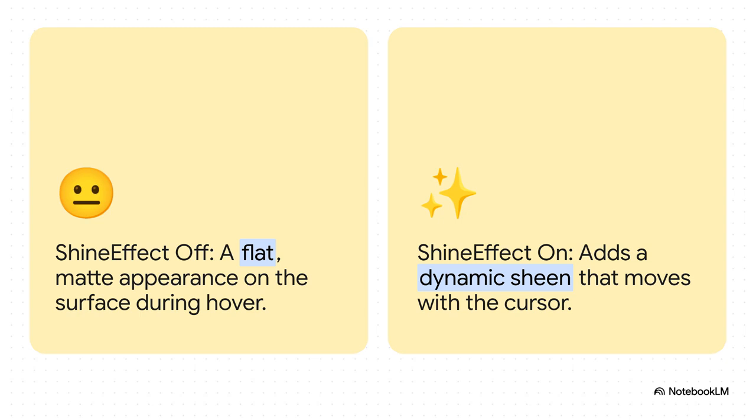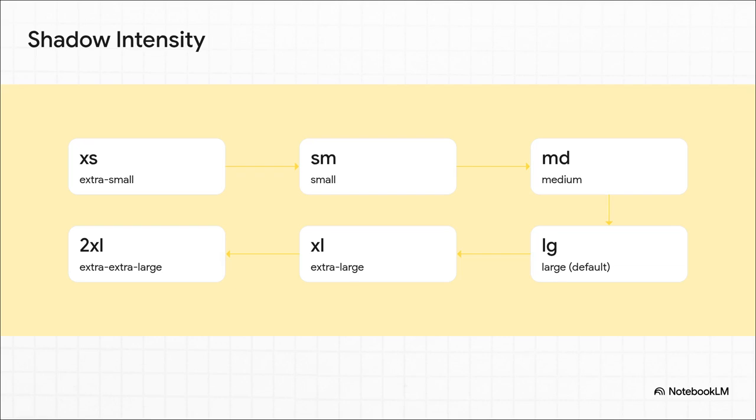When it's off, yeah, the surface looks fine, but it's flat, a little matte. But the second you switch it on, boom, you get this beautiful, dynamic sheen that literally follows the movement of your cursor. It makes it look like a glossy, premium surface and totally elevates the entire feel of the component.